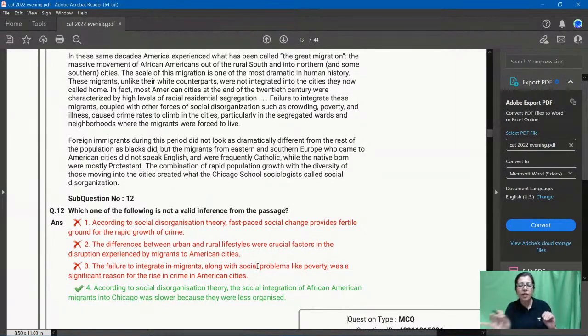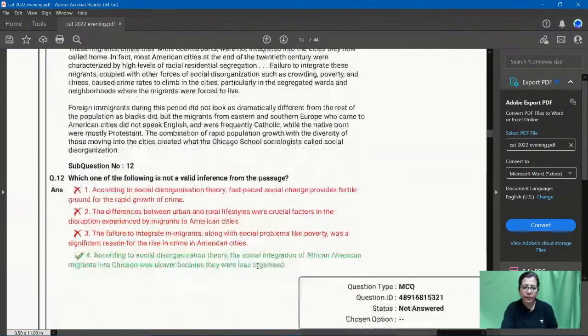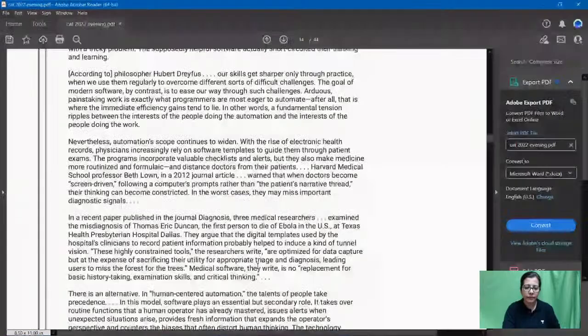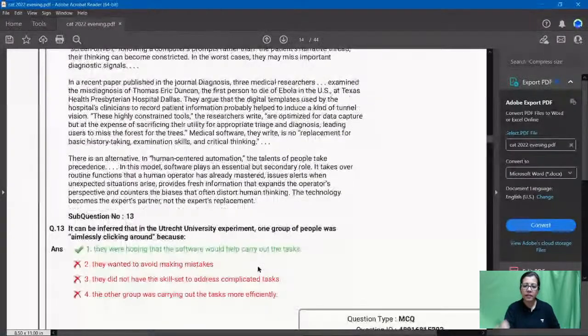So अभी तक का मेरा पैटर्न देख रहे हो. तीनों पैसेज में से low hanging fruits I took, the easy ones I took, the sitting ducks I took, and one question I left in every passage. The last one was like the easiest passage with the easiest questions. इसमें मैंने फिर भी एक छोड़ा था. I was following that pattern. Software improves people, sharpen know-how, again, can technology replace humans? वो वाला कुछ था which we had done in our classes. Go down. It can be inferred that this thing aimlessly clicking around, very specific. You have to just go up, pick from there, and you will get your answer.